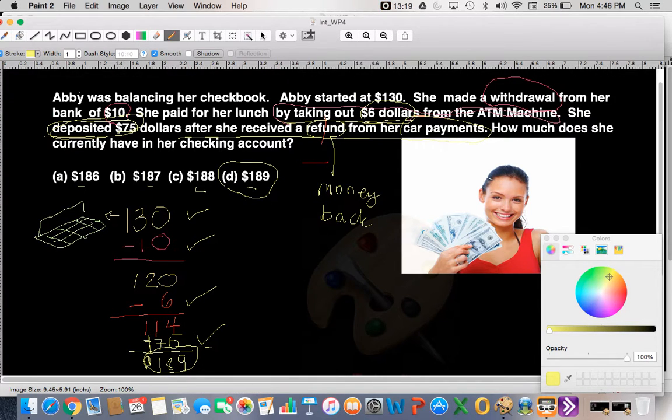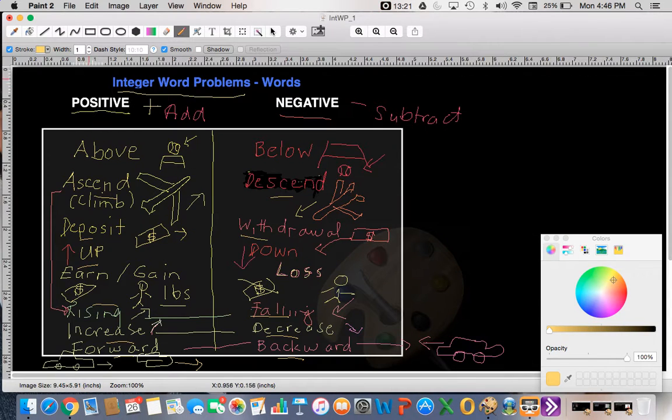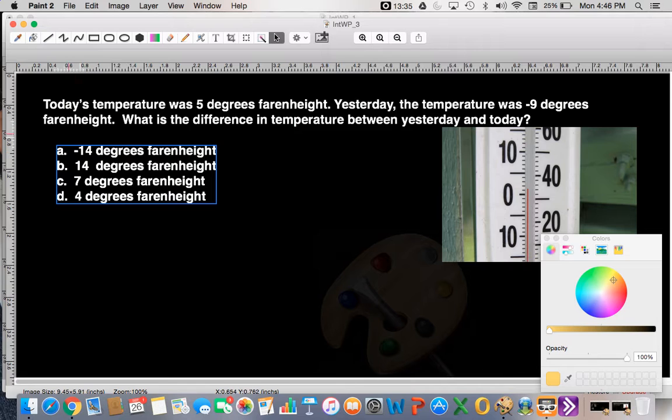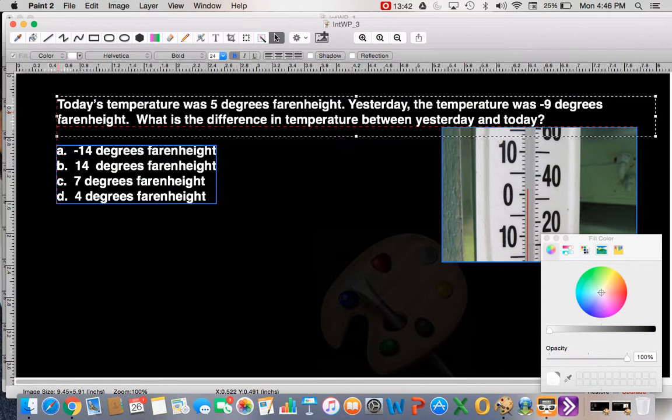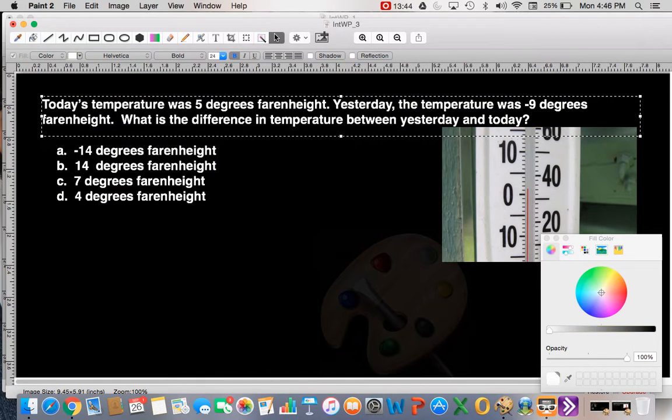Next problem. Okay, let's go. So you see deposit talks about money, and withdrawal, right? So those are the two terms that were used in our previous problem. Next problem. So this problem talks about temperature. Today's temperature, let's check this out.